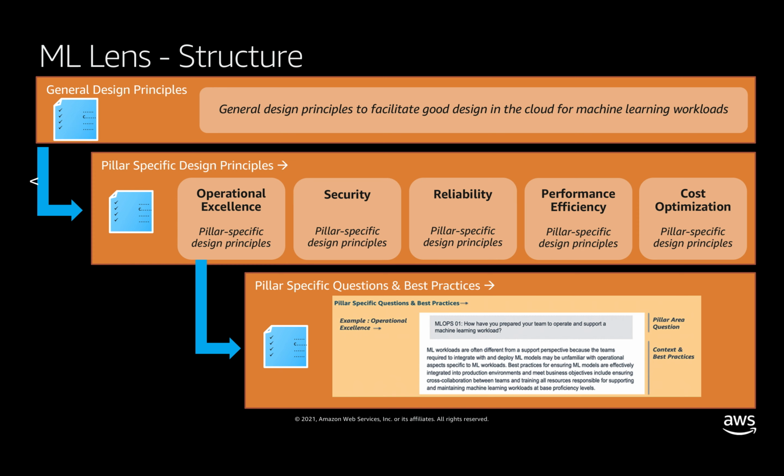The white paper takes on the exact same structure as the broader framework. It starts by describing general design principles for machine learning workloads. And then we discuss design principles that are specific inside each pillar. And the pillars are the exact same: operational excellence, security, reliability, performance efficiency, and cost optimization.